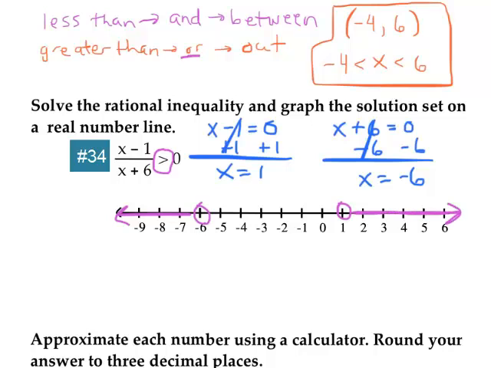Okay, and then we're going to write this with an inequality. If we look at this right here, this is saying that x has to be less than -6, or this part is saying that x has to be greater than 1.